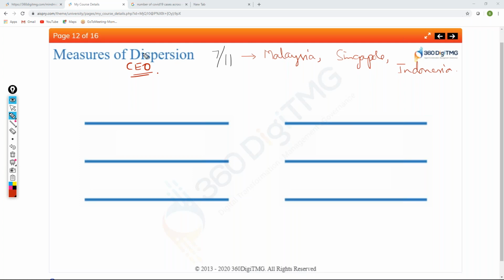The next set of questions which any CEO or senior leadership or management person should ask and would ask is, is there any variation in the sales across these countries? Is there any dispersion in the profits across these countries? This should be the second question that a management person should ask and would ask. And hence it is called the second moment business decision. Mean, median, mode are first moment. This is second moment business decision.